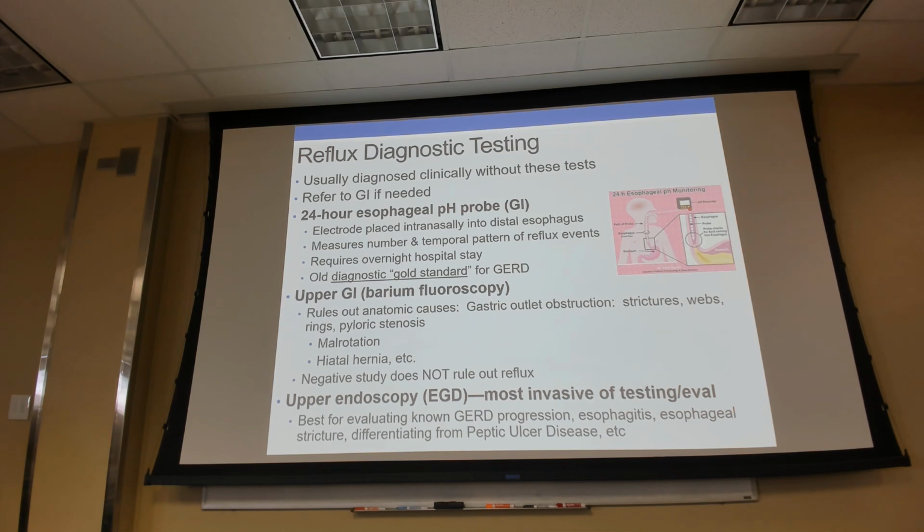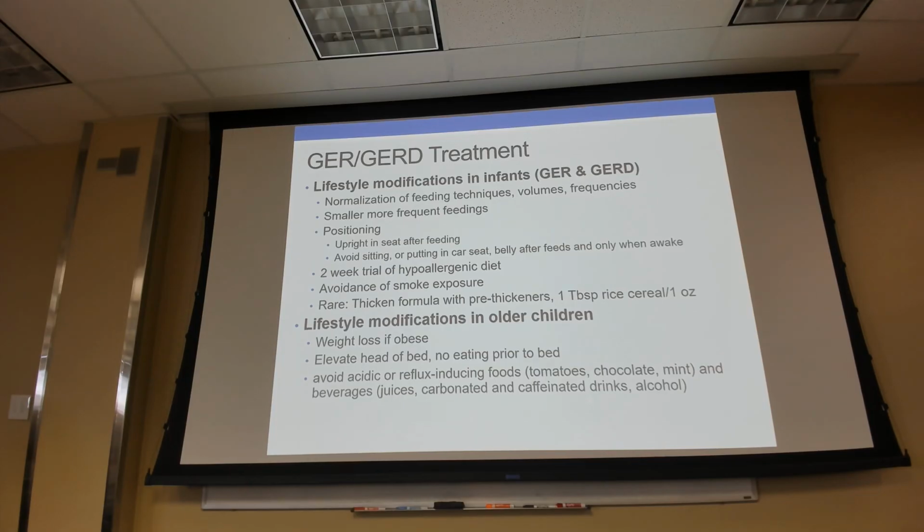It's still the pH probe is your gold standard if you really were looking at that. If you really thought that there was something else going on, like an esophagitis, eosinophilic esophagitis, something like that, you would do the EGD. But most of the time at this point, we're making a clinical diagnosis.